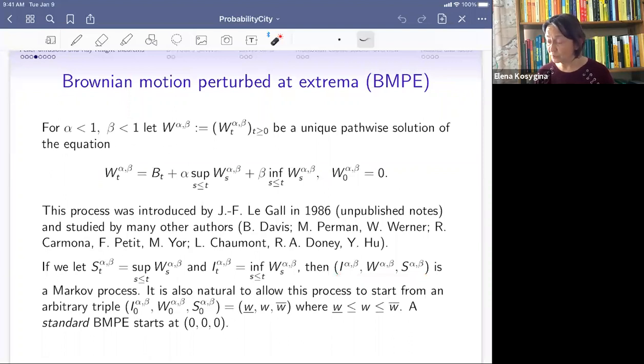And it is natural to allow this process to start not from just 0, 0, 0 as here, but it's natural to allow an arbitrary starting triple as long as the infimum is less than or equal to W, which is less than or equal to the supremum starting point. When I say standard BMP, I will mean starting point 0, 0, 0. So you can see that you have an infimum, a supremum, and in between the process moves as a Brownian motion and receives pushes only when it hits the boundary of the range. So Brownian motion perturbed at extrema is a good candidate for a limiting process for a good number of random walks.